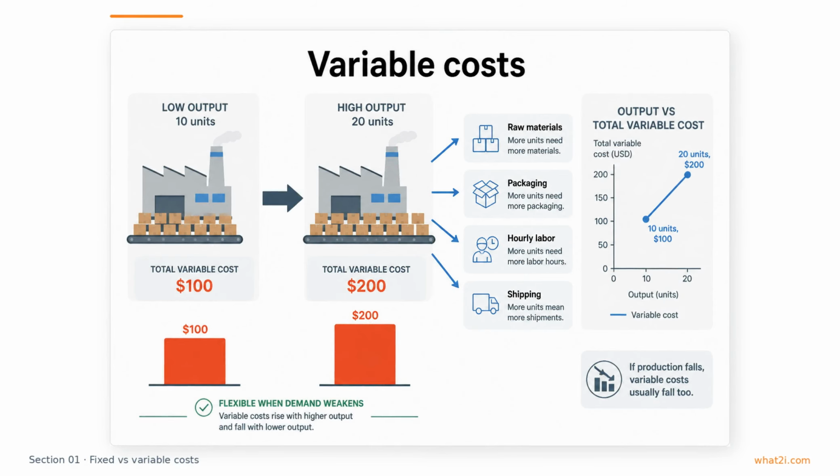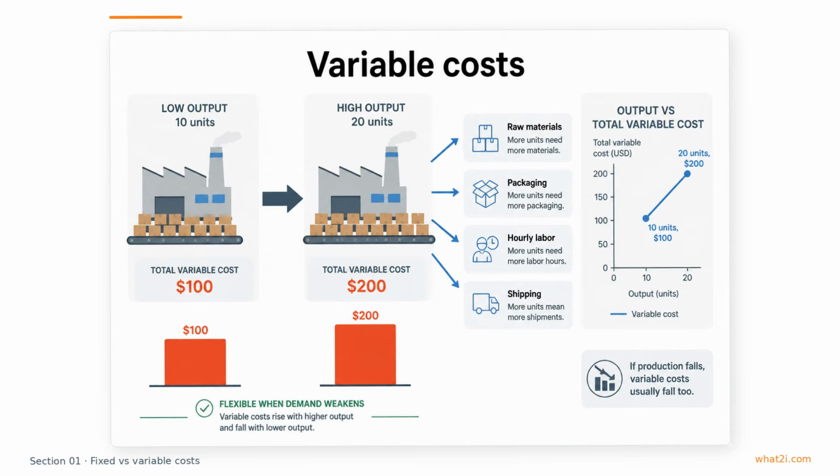Variable costs move with production or sales volume. When a company makes more units, it usually needs more raw materials, more packaging, more shipping, and often more hourly labor. If output doubles, total variable cost often rises substantially as well, even if not perfectly one-for-one in every case. That makes variable costs more flexible when demand weakens, because they tend to fall as production falls. A manufacturer buying steel, cardboard, and freight services feels this very directly. For analysis, the key question is which costs truly scale with activity and which ones do not.